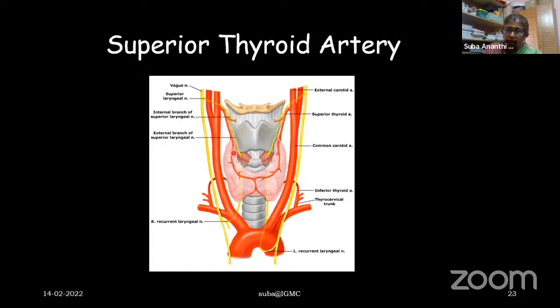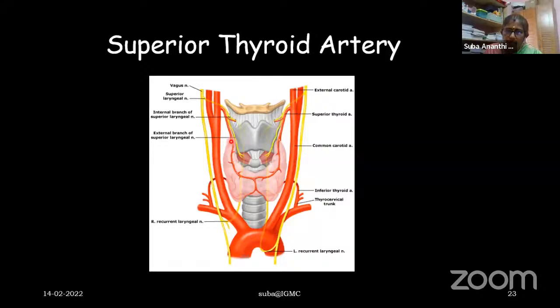The anterior branch of the superior thyroid artery descends along the anterior border of the thyroid gland, comes to the superior border of the isthmus of the thyroid gland, and anastomoses with the opposite branch. The posterior descending branch descends along the posterior border of the thyroid gland, and here it anastomoses with the ascending branch of the inferior thyroid artery.